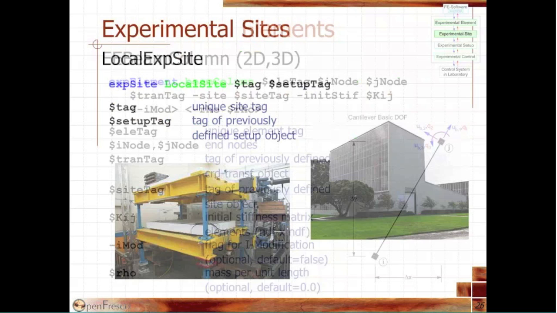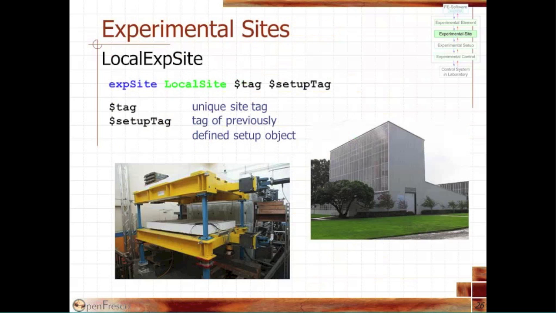Then the next thing is the experimental site. That's a very easy command, at least when you do a local experimental site. So you're just testing at one location, you're not distributing stuff across the network. Then you would say experimental site. The type would be a local site. You'll give it a tag, and you will tell it what experimental setup you're using.